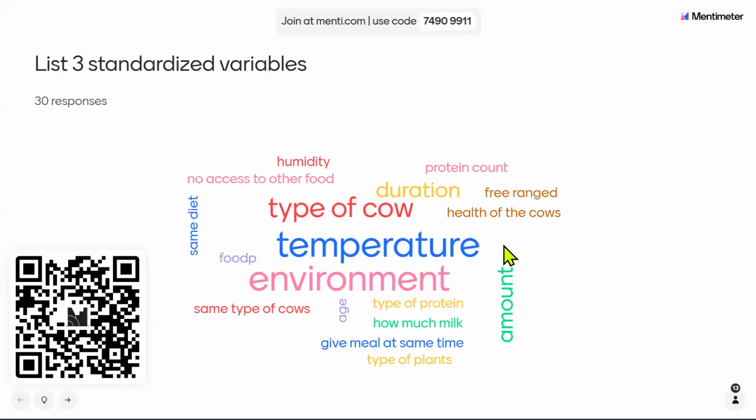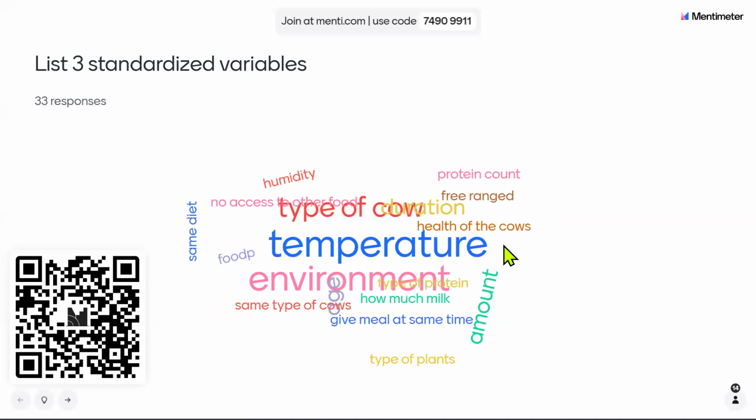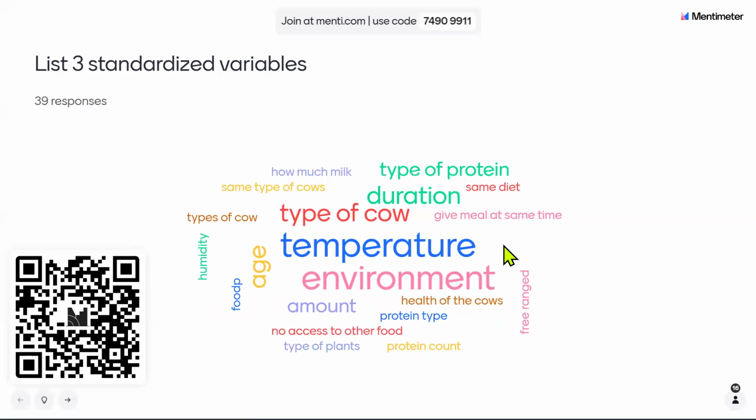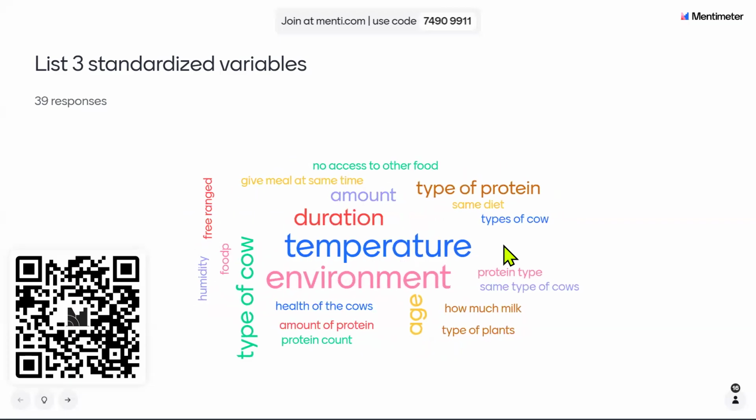So, type of cow, sure, you want to use the same breed, and temperature, yeah, environment, like where you keep them, right? Okay. Age is good. I want it to be similar age group, not like older ones and younger ones. Same diet, other than the protein though, right? Remember, we're trying to test different protein diets. So you don't want it to be exactly the same diet. You don't want it to be same diet, okay? The protein needs to be different.